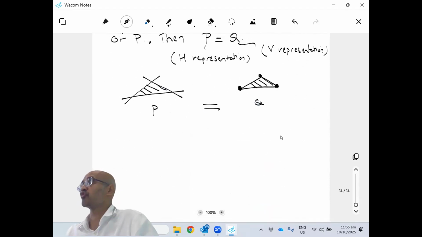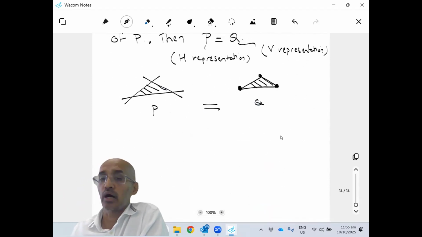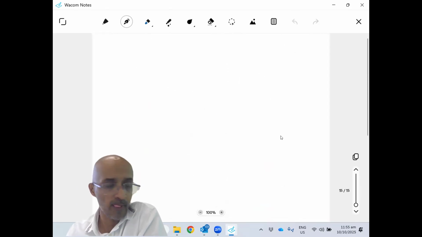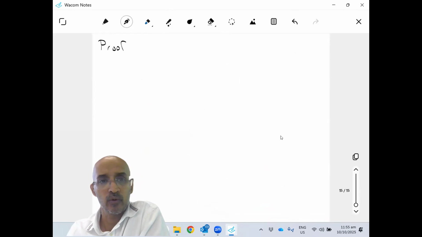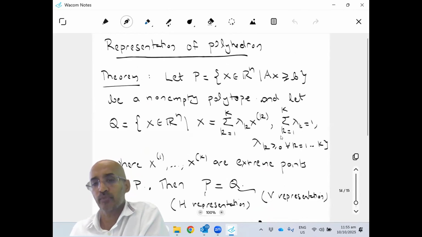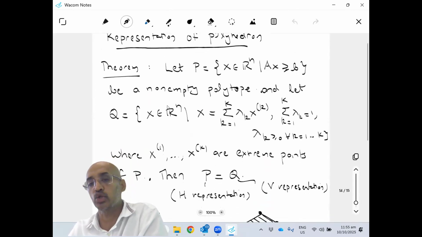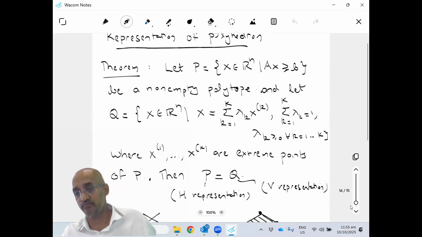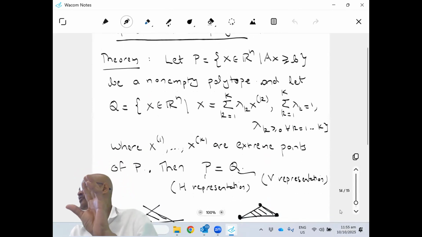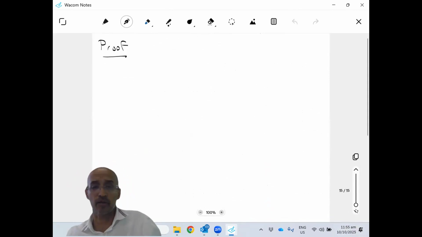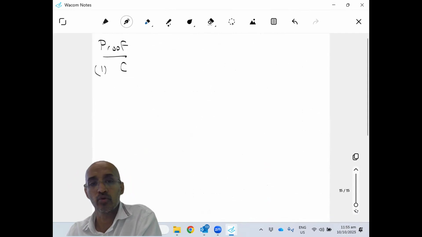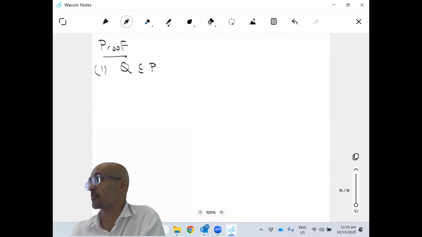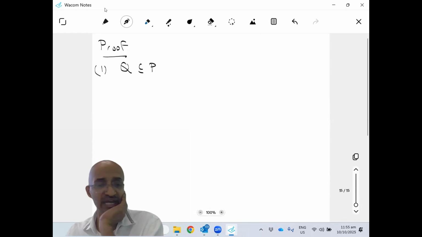It's not a trivial theorem. I'll tell you why it's not trivial, but let's just prove this maybe quickly. So proof. First we'll argue that Q is a subset of P. Is the statement of the theorem clear? Okay. So step one, prove that the vertex representation is a subset of the half space representation. Why is this the case?